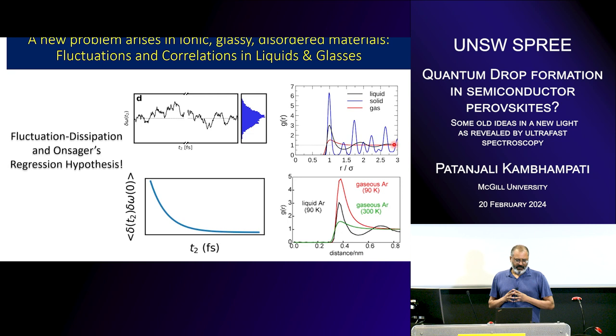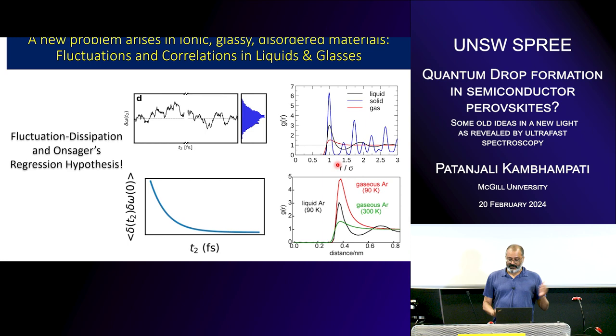One of the problems that arises in these disordered, glassy, ionic semiconductors is that they're undergoing fluctuations in the lattice. When there are lattice fluctuations, there are energy gap fluctuations that we see like this with some distribution of energies. That's fine. But in the time domain, this fluctuating energy gap will give rise to an autocorrelation function with a characteristic time scale. This is how you describe fluctuations in liquid-like systems. That's going to be important later on. As well, you can look at radial distribution functions and say, do I look more like a liquid or more like a solid?